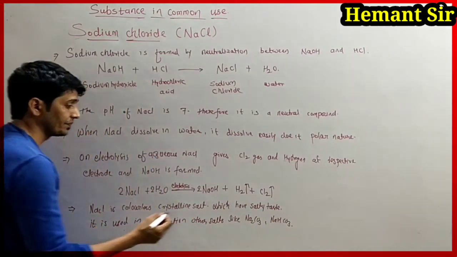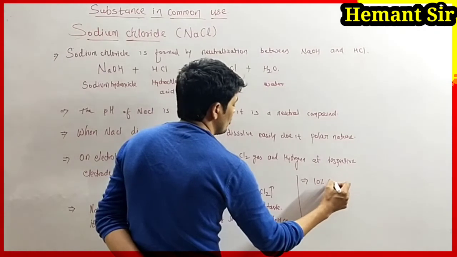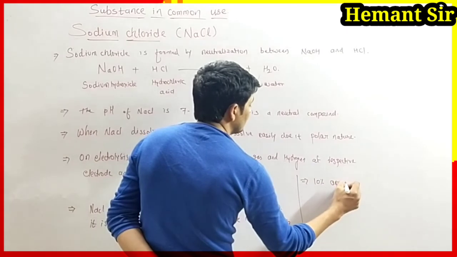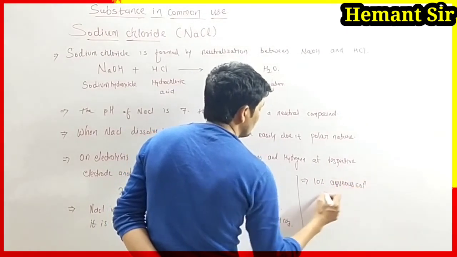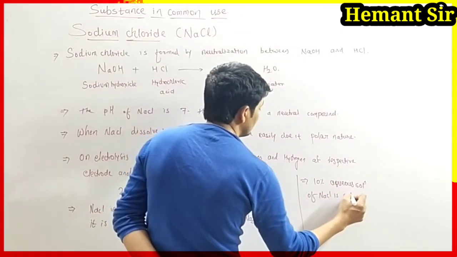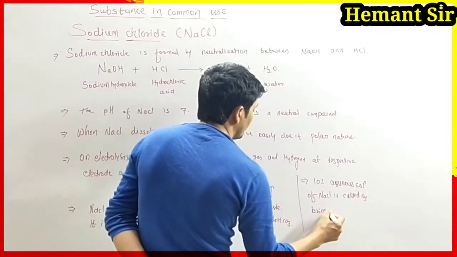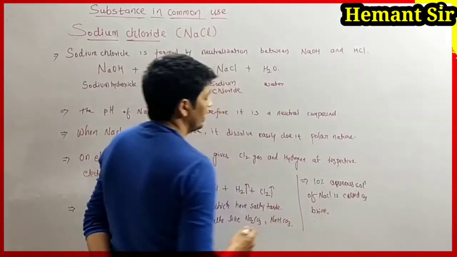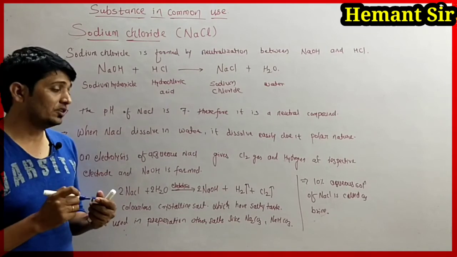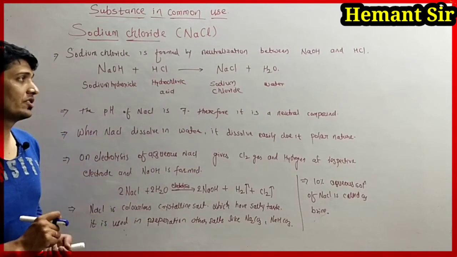Now next, the 10% aqueous solution of NaCl is called brine. It is very important that you remember it. So students, this is all about sodium chloride. Write it down, then we will move further.